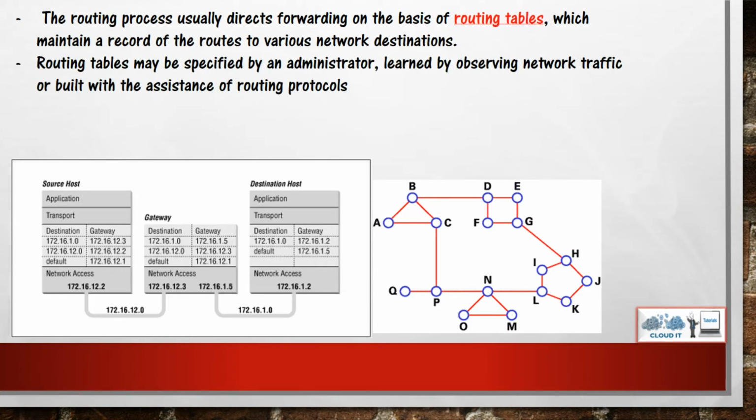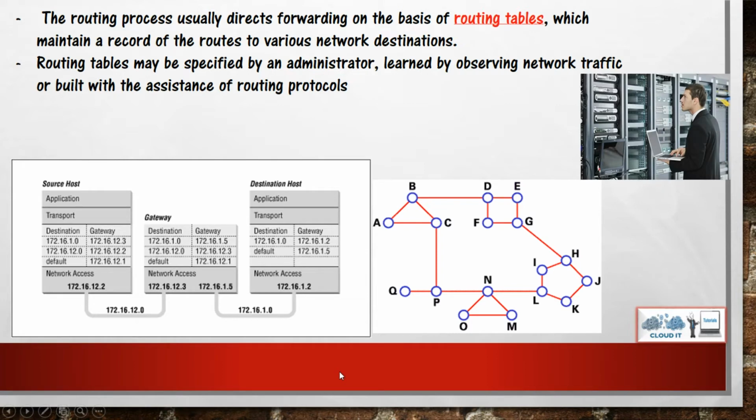Routing generally takes place by taking help of routing tables. Routing tables maintain a record of the routes to various network destinations. Generally, routes in the routing tables are managed by the network administrator himself, learning by observing the network traffic, or they can be managed by the routing protocols.